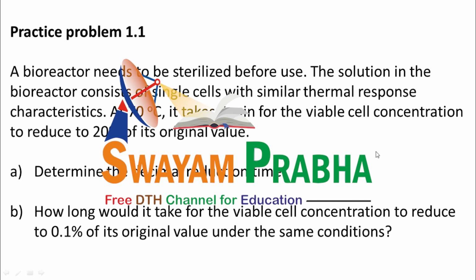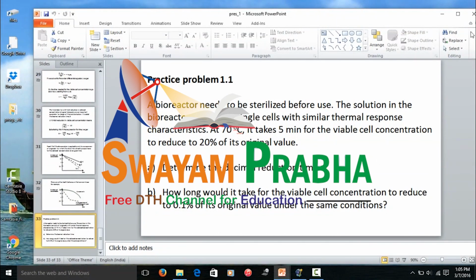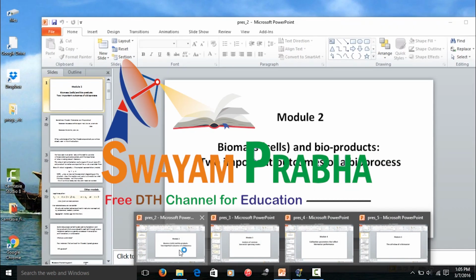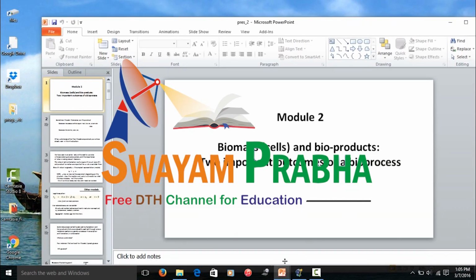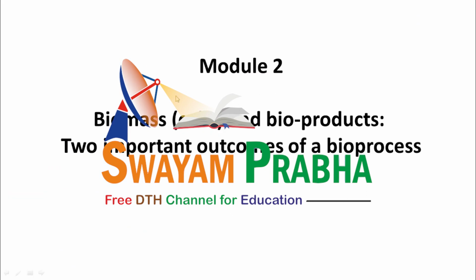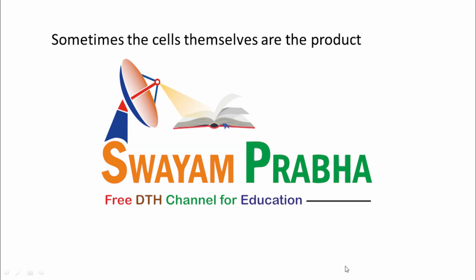Okay. Then the module 2 looked at the two major outcomes from a bioreactor or a bioprocess, which are cells and the bioproducts.